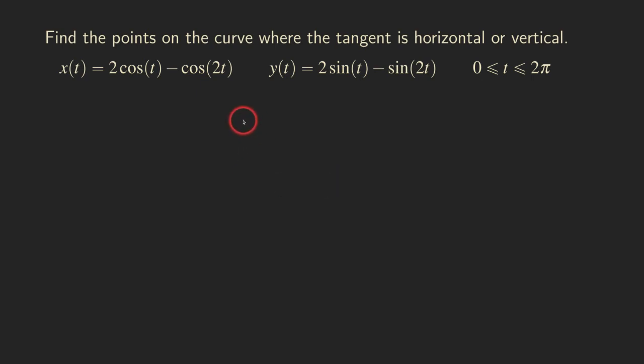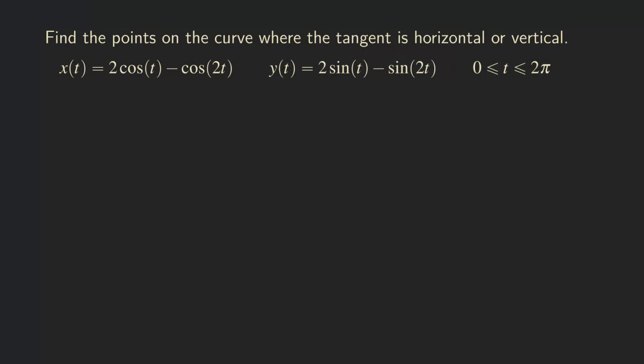Hello everyone, we want to find the points on this parametric curve where the tangent is horizontal or vertical. To do this, we will need to find the derivative function dy over dx. And to find dy over dx, we actually need to find dy over dt and then dx over dt so that we can have the derivative function, because dy over dx is actually coming from dy over dt over dx over dt.